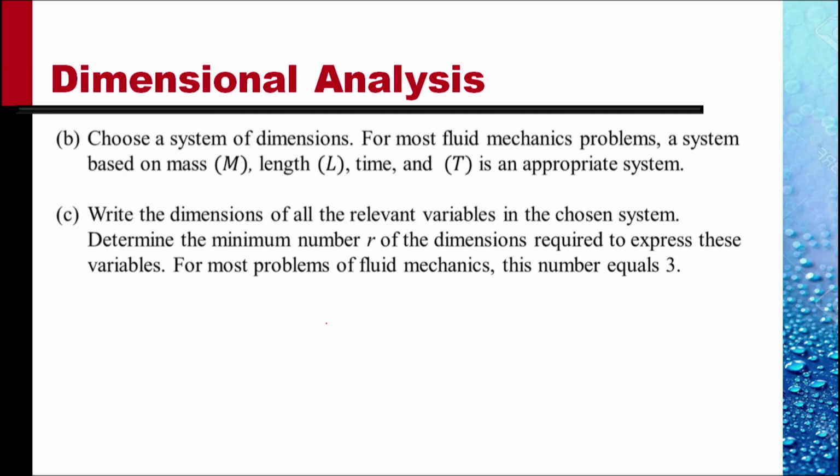Choose a system of dimensions. For most fluid mechanics problems, a system based on mass, length, and time, MLT, is an appropriate system. Write the dimensions of all variables in the chosen system. Determine the minimum number R of the dimensions required to express these variables. For most problems in fluid mechanics, this number equals 3. That is, dimensions of all mass, length, and time are needed.